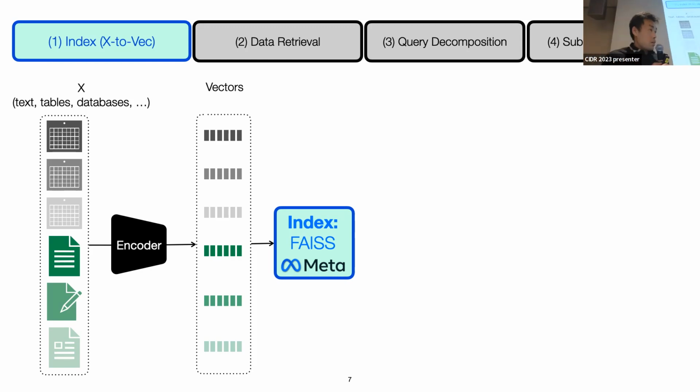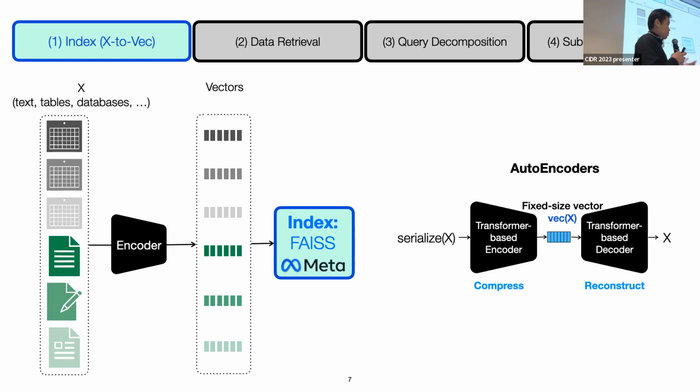The question is how to compute the encoder. There are a lot of works, as you have mentioned, about how to compute the embedding of tabular data. Here we use a very simple yet effective and robust baseline called autoencoder. The basic idea is if you have any data set, you can serialize it as a sequence of tokens. You can train a transformer-based encoder to compress the information into some vector representation.